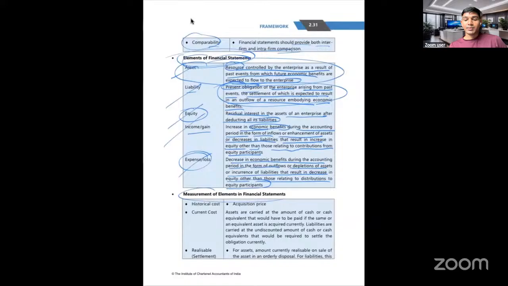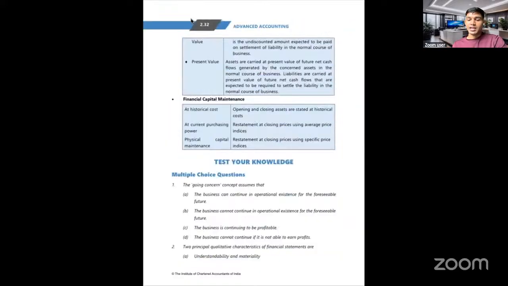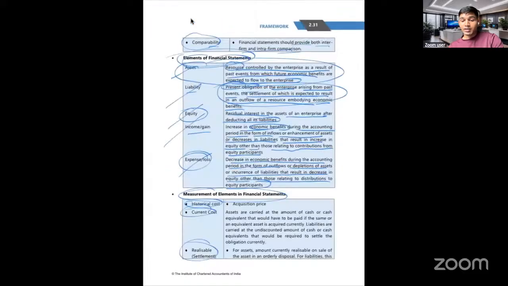Then we have seen the measurement of the elements by historical cost, current cost, realizable or settlement value, and present value. Historical cost is the acquisition price, whereas under current cost, assets are carried at the amount of cash or cash equivalent that would have to be paid if the same or equivalent asset is acquired currently. If you have to acquire it currently, what resources do we need to give up? That is the current cost.